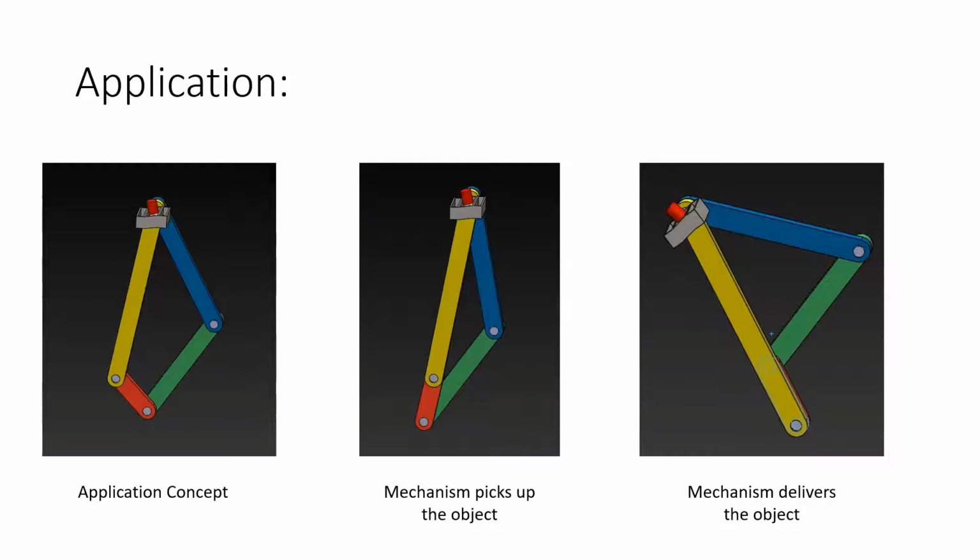Also, because this mechanism works as a quick return mechanism, once the object is loaded on the shelf, the mechanism moves slowly, and when the shelf is empty, that is when no object is loaded onto the shelf, the mechanism moves back to its original position quickly. Also, because of this particular vertical orientation of the mechanism, a lot of space is saved.